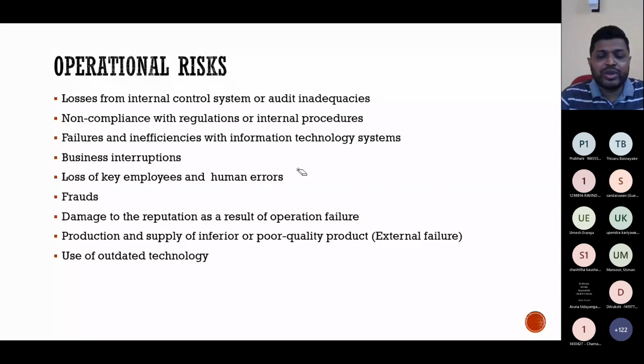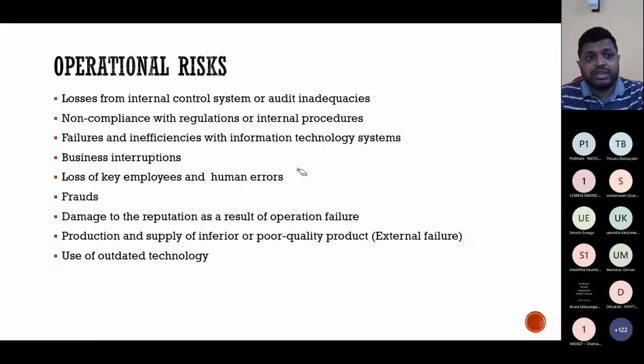Failures and inefficiency with information technology systems: no information was given in the scenario, but in some situations the information system may be ineffective. There's no proper linkage, there is some information leakage, and there's no proper information flow. If your business operation doesn't have a proper information system, then there will be a lot of inefficiencies and deficiencies in the environment.